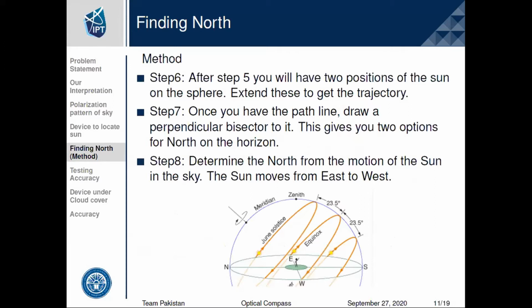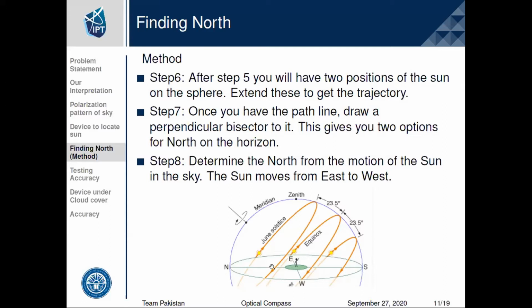So after step 5, you will have two positions of the sun on the sphere, and then we extend both of these positions to get the trajectory of the sun in the sky, how the sun is moving in the sky. Once you have the path line, the trajectory of the sun, you can draw a perpendicular bisector to it, which is the meridian, and this will give you two options for north on the horizon.